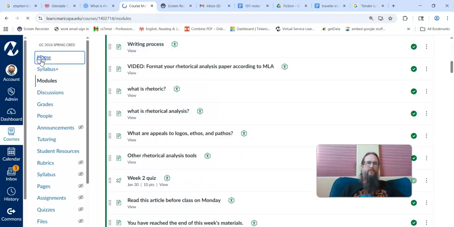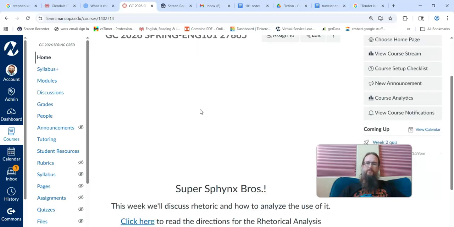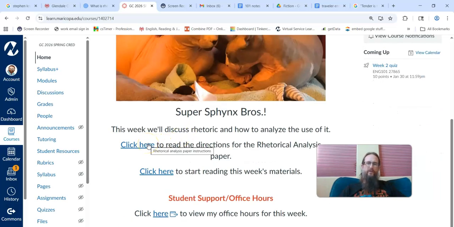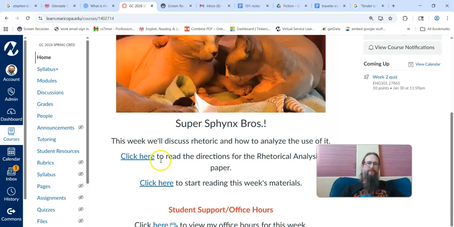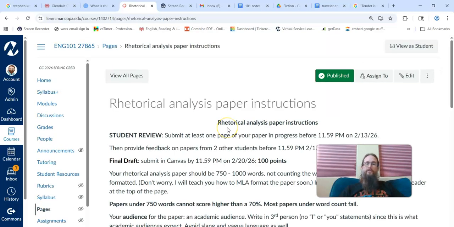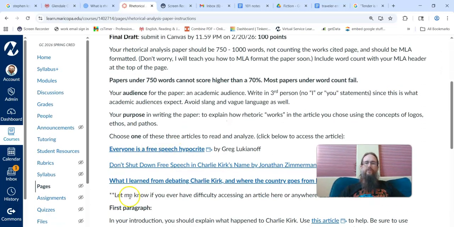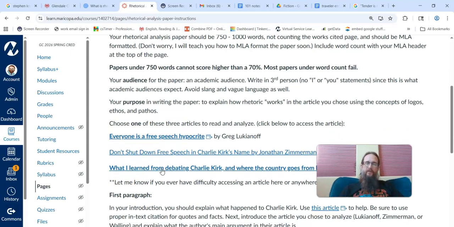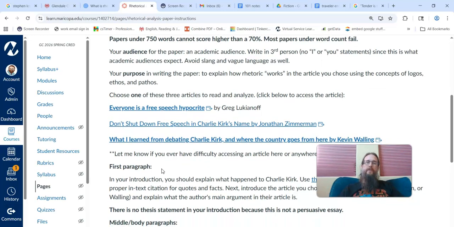Which argument? Let's be sure we're solid on that, right? I keep talking about these three articles you have to choose from. Even if your picture's different, still going to have a kitty in there somewhere, and then underneath is going to be the directions on the homepage, right? These are the three articles you have to choose from. You choose one and only one to analyze in the rhetorical analysis paper, right? Each of these makes its own argument, right? And each of them was developed in response to the assassination of Charlie Kirk and some of the things that happened after that that impacted free speech as well.